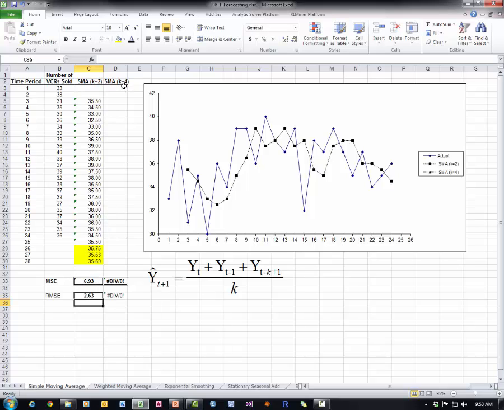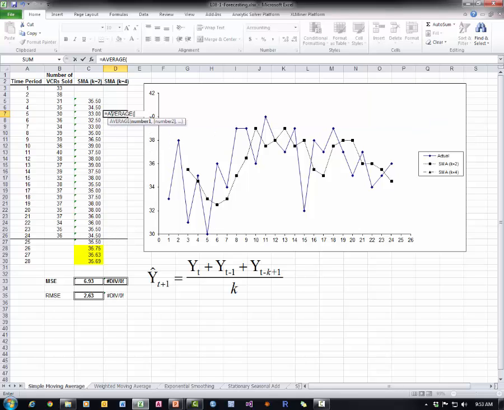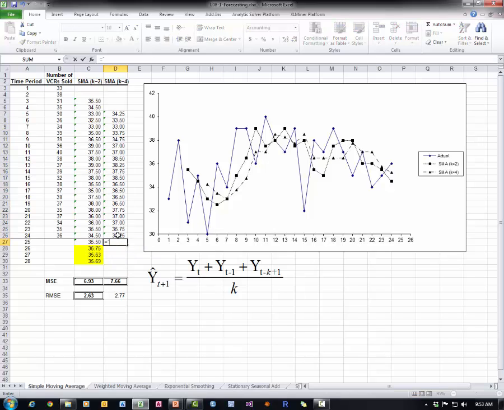Similarly, if you're going to use a 4-period moving average, I would leave the first 4 periods free and start off with the 5th period. And I would develop the average based on the previous 4 periods. And I'm going to copy this right down up to here. And then here, it would be the same formula.